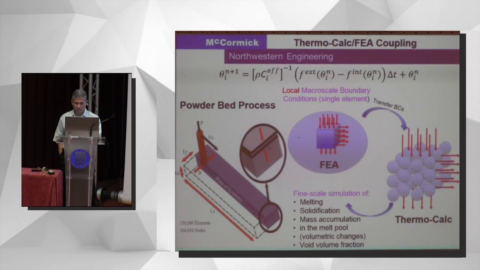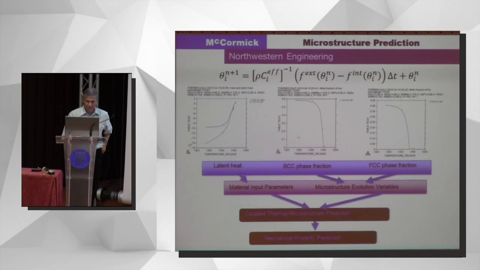We solve very simple equations, but they are concurrently coupled. Based on this, you can look for latent heat, you can look at the BCC and FCC, and then you can look at the material parameters and also the microstructure evolution. Basically, we can see the formation of oxide, formation of micro voids and larger voids, and so forth.